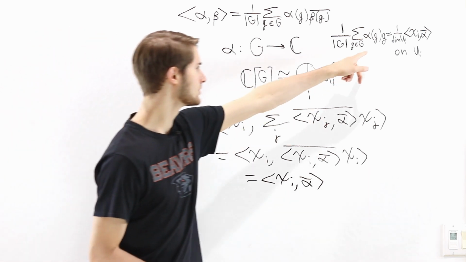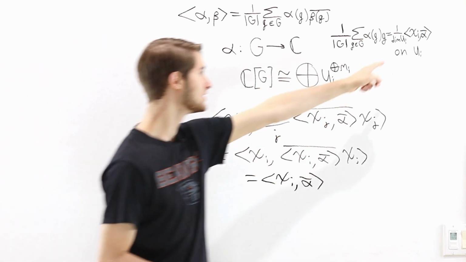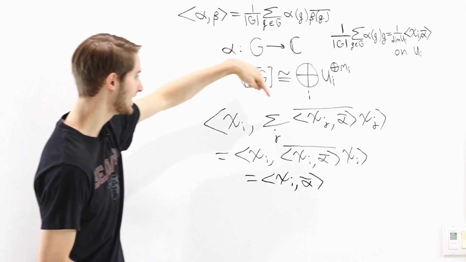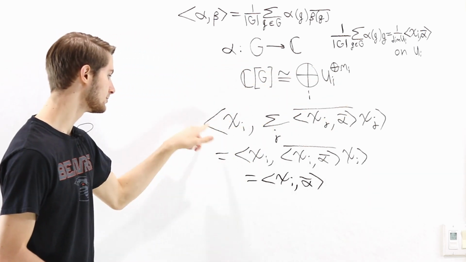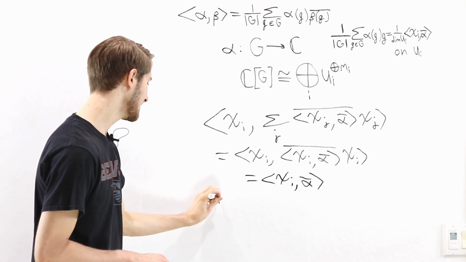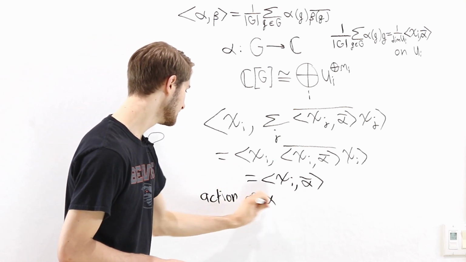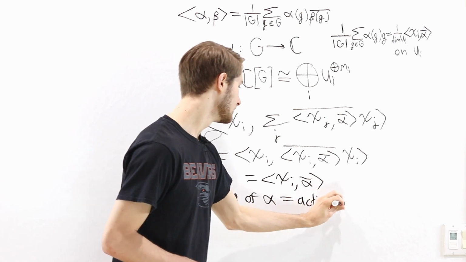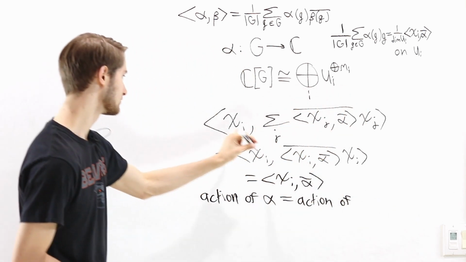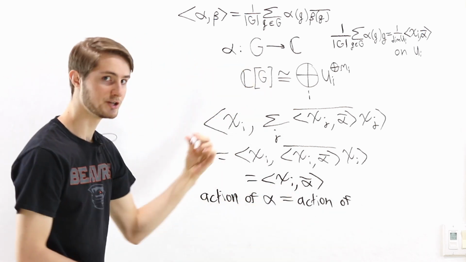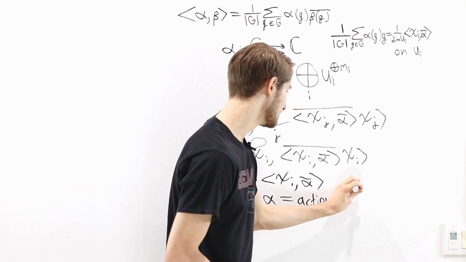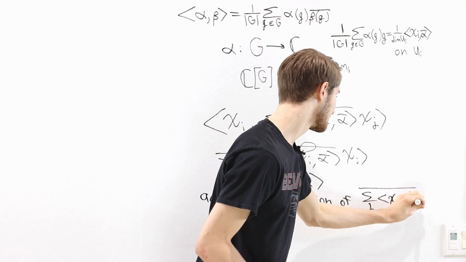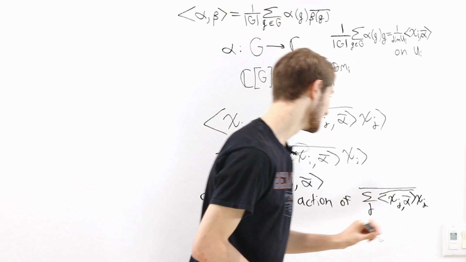Remember that the action of a class function on the regular representation is completely determined by these inner products of chi i with the conjugate of the class function. So because the inner product of chi i with this sum is the same as the inner product of chi i with alpha bar, we can say that the action of alpha on CG, defined by this map, is the same thing as the action of the complex conjugate of this sum here, because remember, we're taking the inner product of chi i with the conjugate of the class function. So this is the same as the action of the conjugate of the sum over j of chi j with alpha bar, chi j, and then we take the complex conjugate here as well.